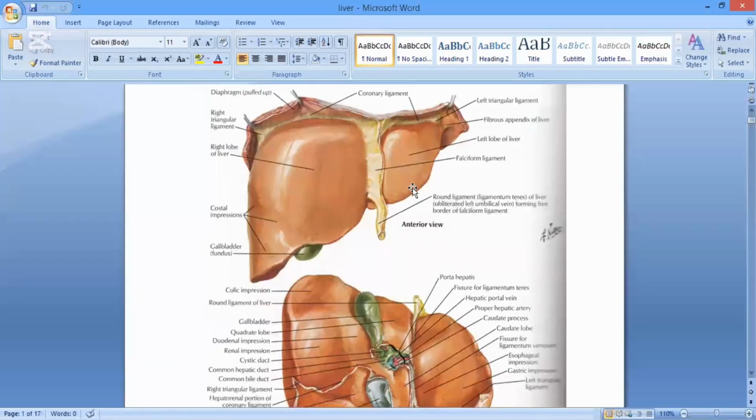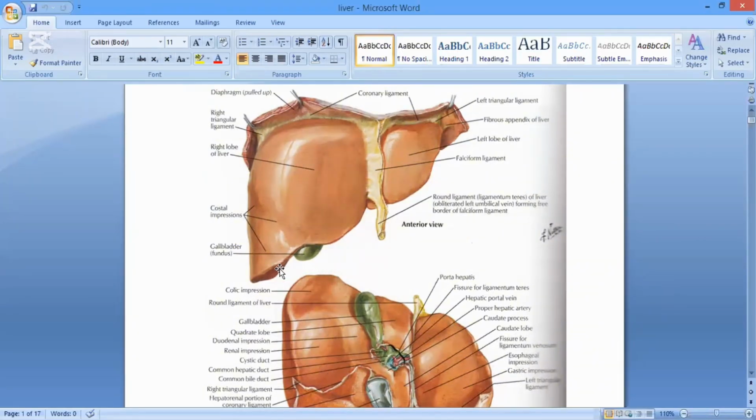It is sharp. It extends from the right ninth costal cartilage to the left eighth costal cartilage, right? And it is going to separate this anterior superior surface from the posterior inferior surface. Here you can see this one. This is a sharp border, right? And this sharp border is going to separate the anterior superior surface or the diaphragmatic surface from the posterior inferior or the visceral surface, right?